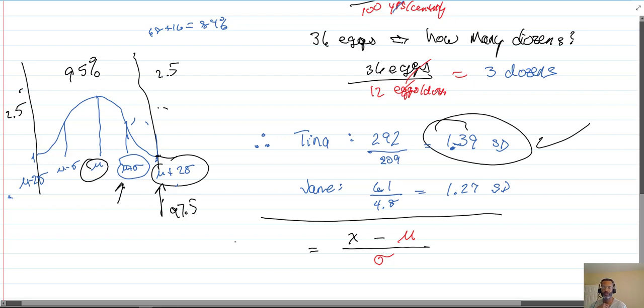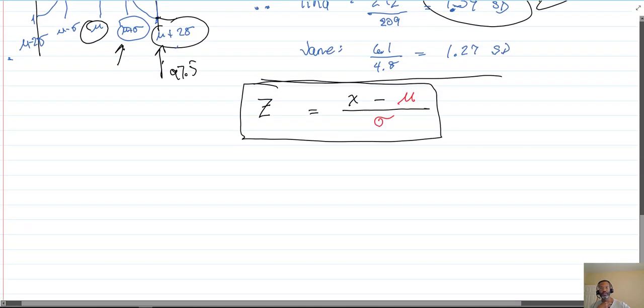We're going to give it a name. We're going to call that difference a z-score. So a z-score is ultimately the number of standard deviations away from the mean, and this could be a positive or a negative value. So if your score is less than the mean, you could have a negative z-value. If it's above the mean, you could have a positive z-value.